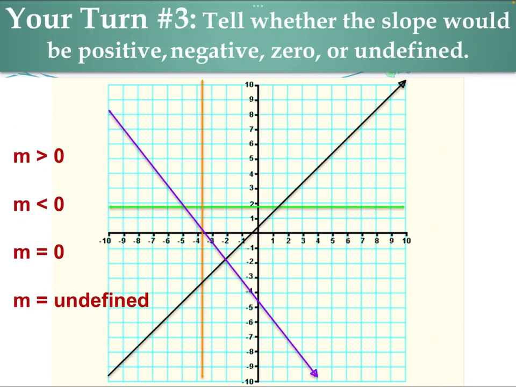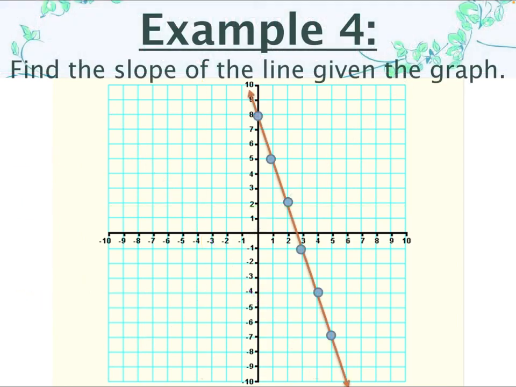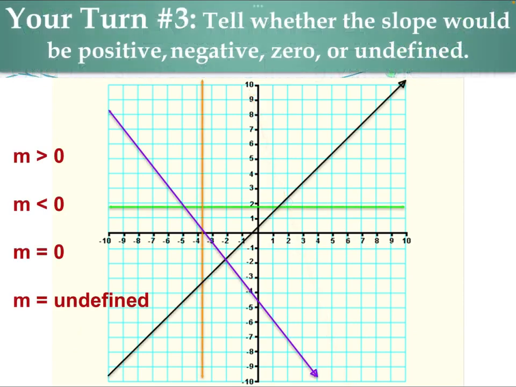So your turn. Label these four lines as a slope that's greater than 0, less than 0, equal to 0, or undefined. When you're done, go ahead and pause to complete that. When you're done, go ahead, push play. I'll show the answers briefly. We'll move on. Black, slope is greater than 0. Green, slope is 0. And orange, slope is undefined.